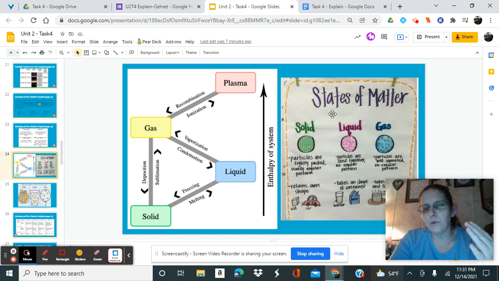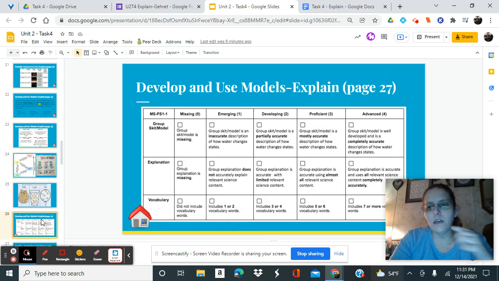This is also an example, if you didn't want to do a skit, of a model that you could do on a piece of paper to show the states of matter, and then give me some examples of the science behind that. All right, so then I showed you that. And this is the rubric that we're going to use to grade your model or your skit. The explanation uses all the science properties that we've been talking about. Use the evidence from the simulation.